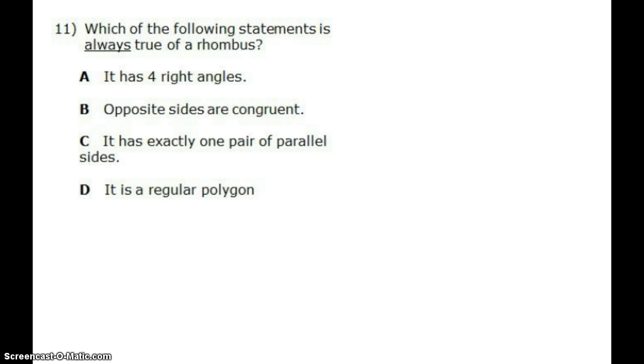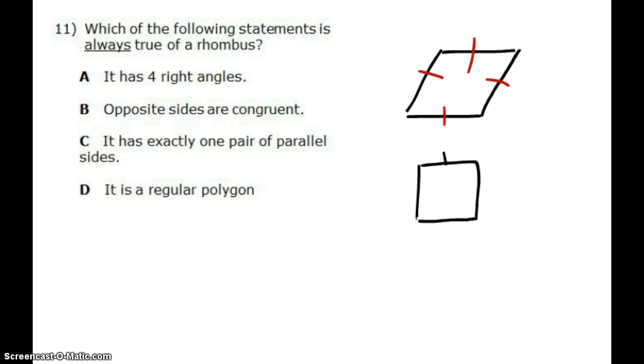Which of the following statements is always true of a rhombus? So go ahead and answer the question, and then we'll go over it. What I would do is I would draw a picture of a rhombus. I know that this is a rhombus, and I'm going to mark all sides congruent. And then I also know that this is a rhombus, and I'm going to mark all sides of this one congruent as well. This is a special rhombus. It's a square.